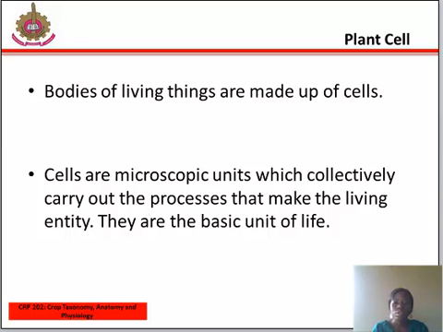Plant cell. The bodies of living things are made up of cells. Cells are microscopic units which collectively carry out the processes that make up the living entity. A plant cell is regarded as a unit of life, or a mass of protoplasm covered with a cell membrane and the cell wall. Plant cells are eukaryotic cells, that is, the DNA in a plant is enclosed within the nucleus. The most important distinctive structure of a plant cell is the presence of the cell wall outside the cell membrane.